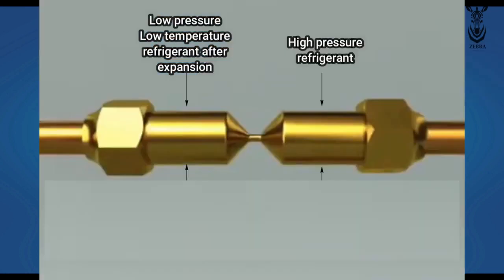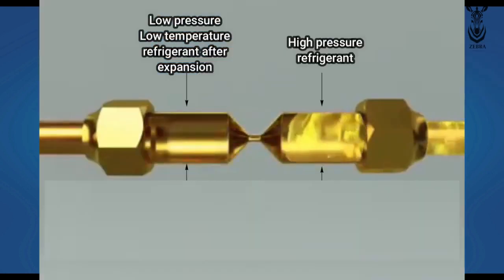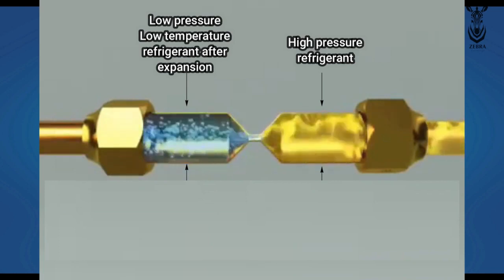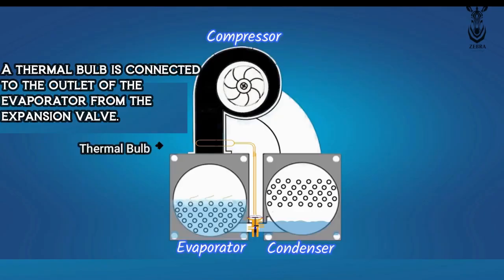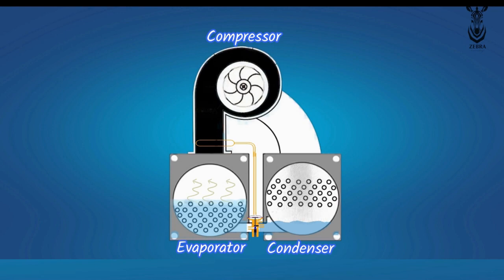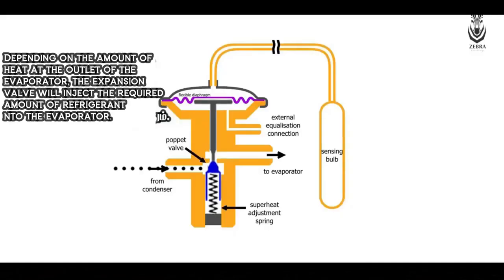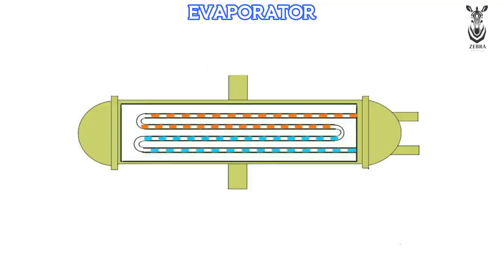The expansion valve reduces the pressure and temperature of the refrigerant, which comes in at high pressure and high temperature. The second role of the expansion valve is to send the required amount of refrigerant to the evaporator. A thermal bulb from the expansion valve is connected to the outlet of the evaporator. With the help of this thermal bulb, the expansion valve sends the required amount of refrigerant to the evaporator depending on the temperature of the evaporator outlet. Next, the refrigerant will enter the evaporator.